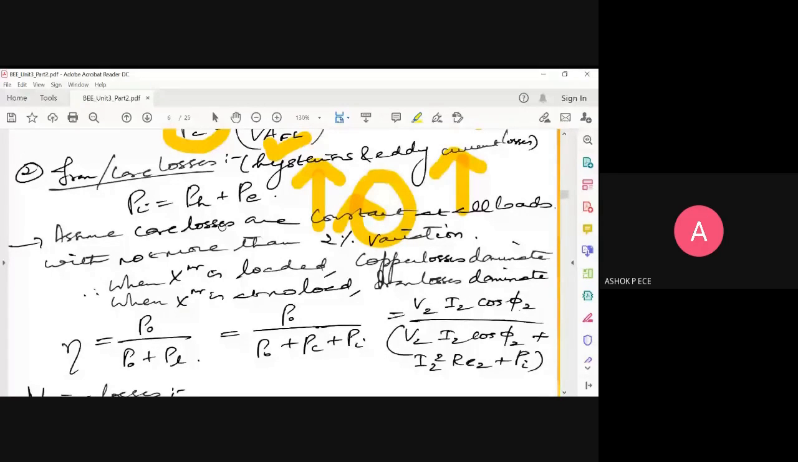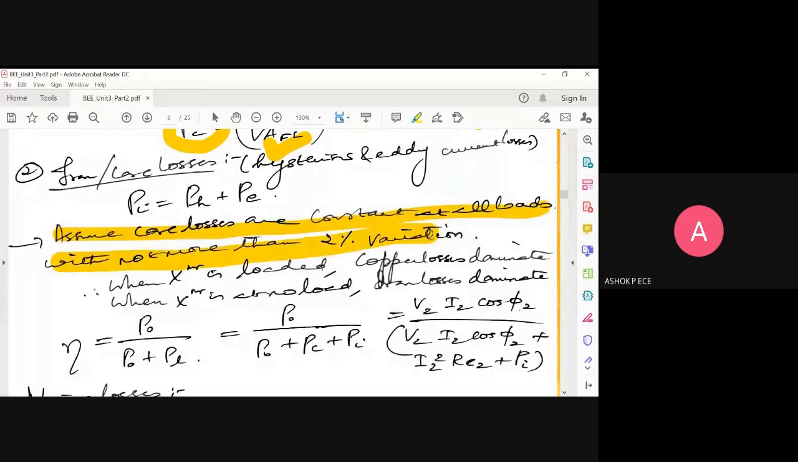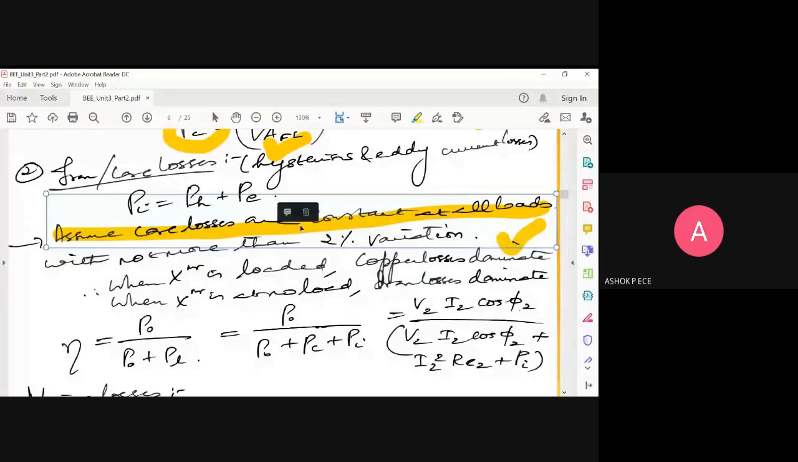When the transformer is loaded, copper losses dominate. When the transformer is unloaded, iron losses dominate. Very, very important statement. So which loss is going to dominate where? When you're not going to have any load, the iron loss is going to dominate. Iron loss means hysteresis and eddy current loss is going to dominate. When the transformer is going to have n number of loads, then you will have secondary current. So there, copper losses are going to dominate.